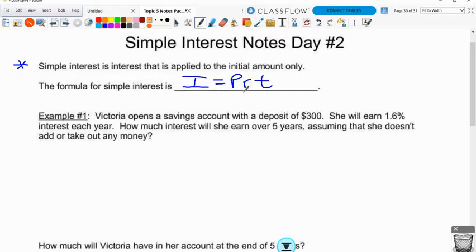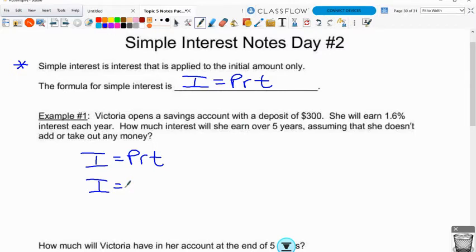You need to convert that into decimal form, and your time T always needs to be expressed in the number of years. So in example 1, they tell us Victoria opens a savings account with a deposit of $300. She will earn 1 6/10% interest each year. How much interest will she earn over 5 years, assuming that she doesn't add or take out any money? So in order to figure out that answer, we're going to use our formula, I equals PRT. And the question says, how much interest will she earn? So we're calculating the value of I.